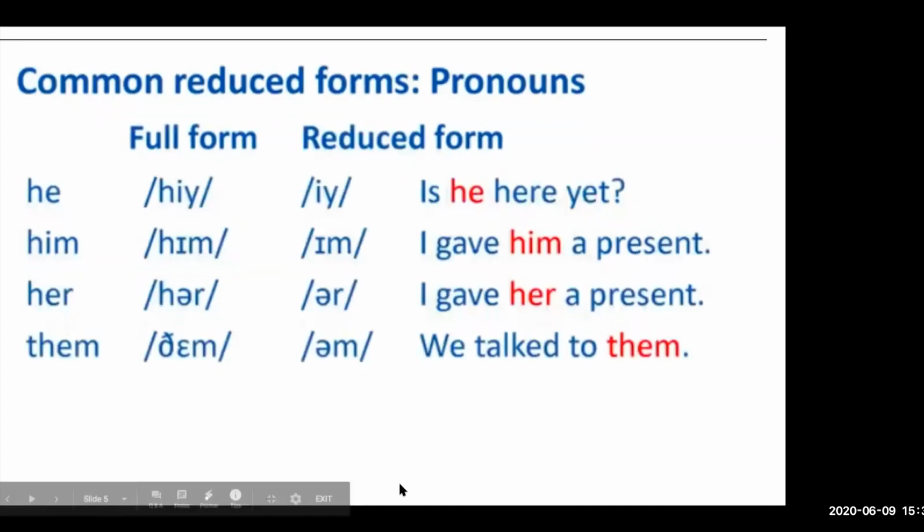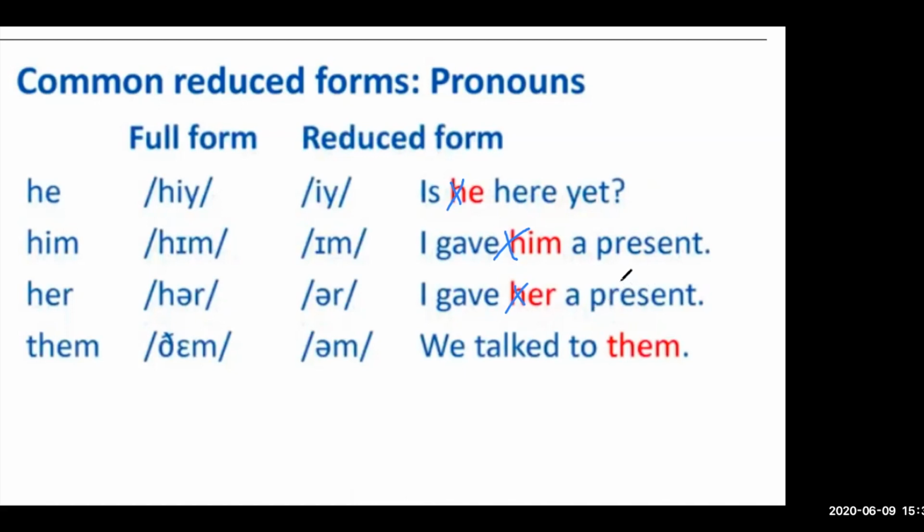Some more pronouns. Now, one thing to keep in mind here is under the reduced form, I want to show you that often with the pronouns that have this H letter in front, you actually don't pronounce that H. Notice it goes from him or he or her, and instead you say "im". So I don't say, is he here yet? I said, is he here yet? Right? Or I gave him a present. I will not pronounce this sound. I don't say this H. Or her, I gave her a present.